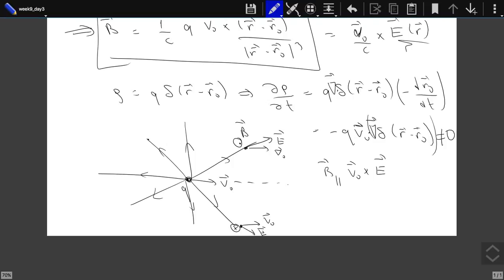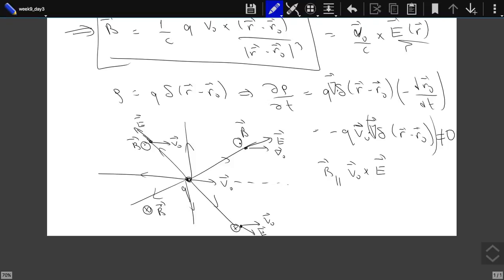At this point, this is E, this is V0, out. And in. So this magnetic induction just makes such circles around V0 in that direction. Of course, assuming Q is positive.